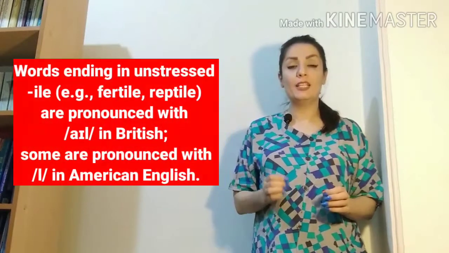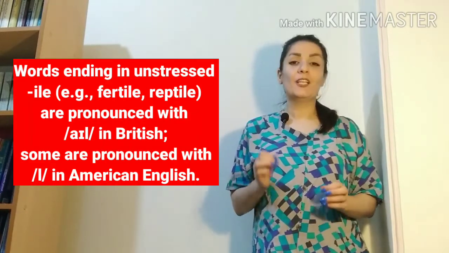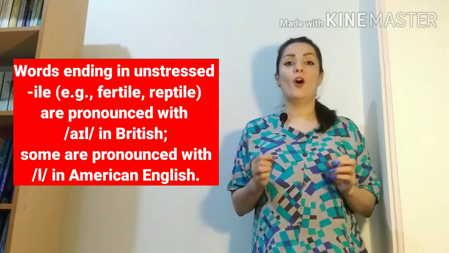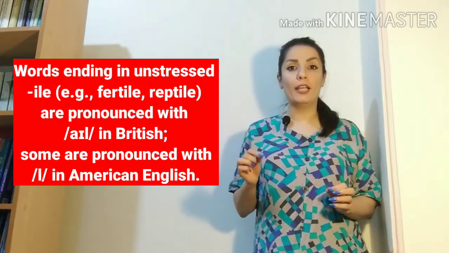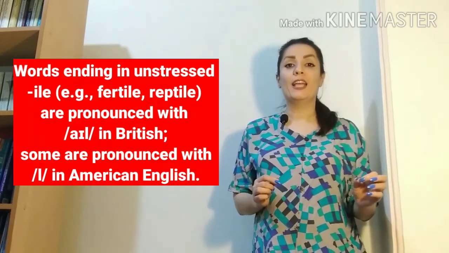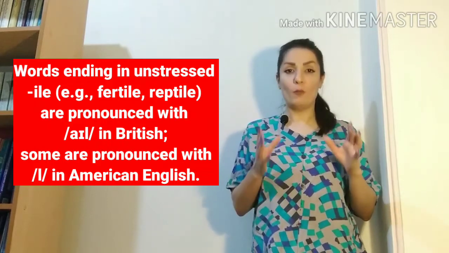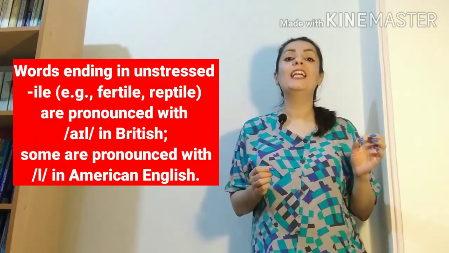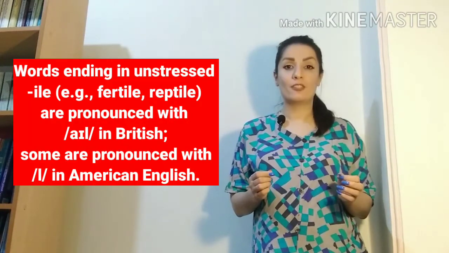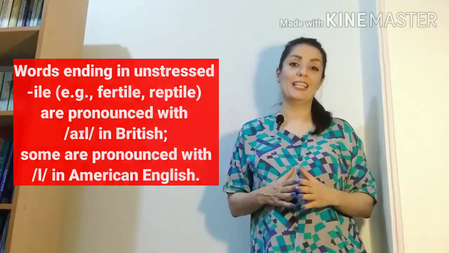Words ending in unstressed ile in words like fertile and reptile are pronounced ile in British English, like we say reptile and fertile, and some of them are pronounced differently in American English. So it is pronounced fertile and reptile in American English.